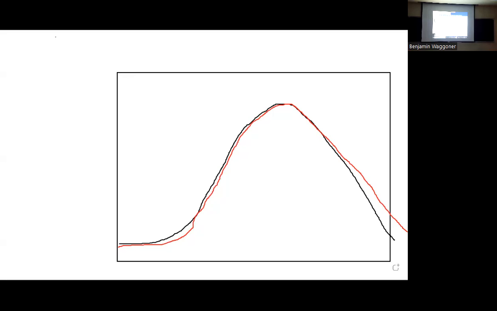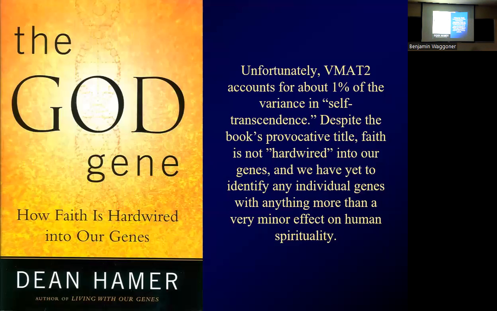So even though Hamer was claiming that VMAT2 is the God gene, and that people who have one genotype of it are more spiritual than people that don't, the truth is that the effect is absolutely tiny. The effect is so small that we have no business calling this any sort of God gene. What's that?